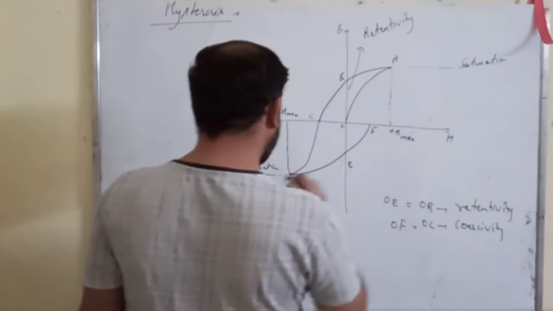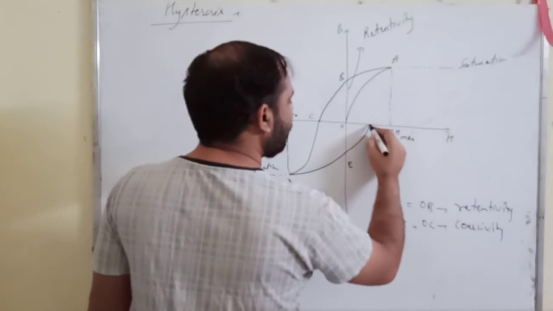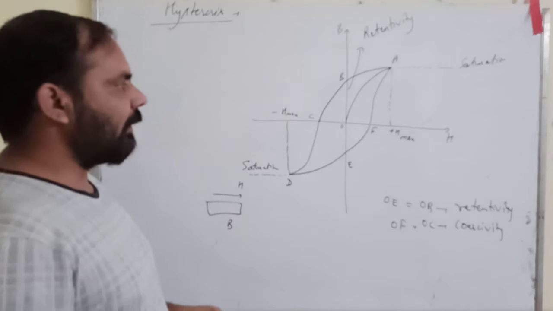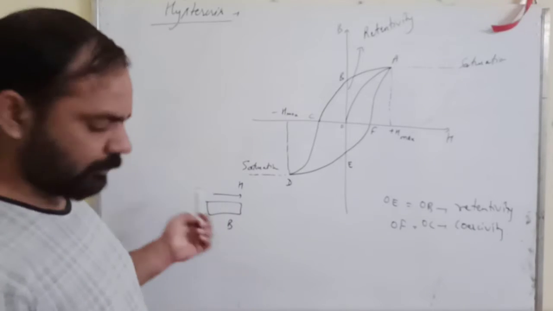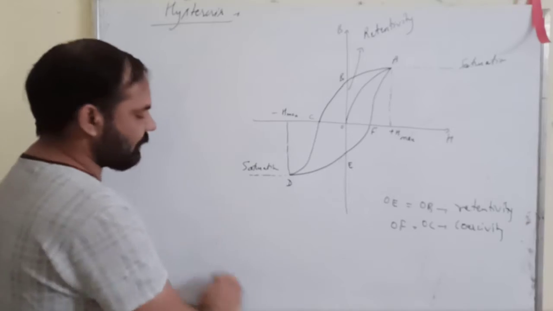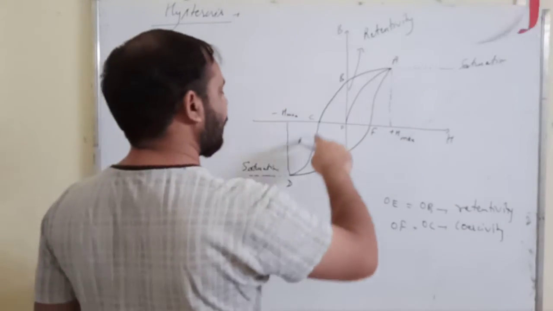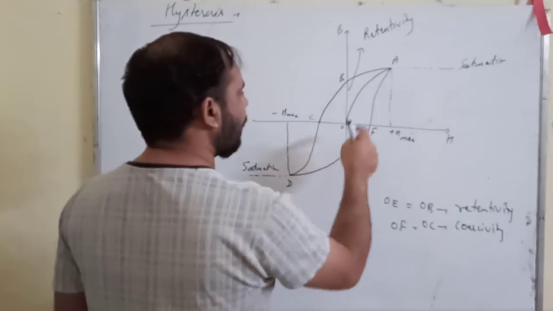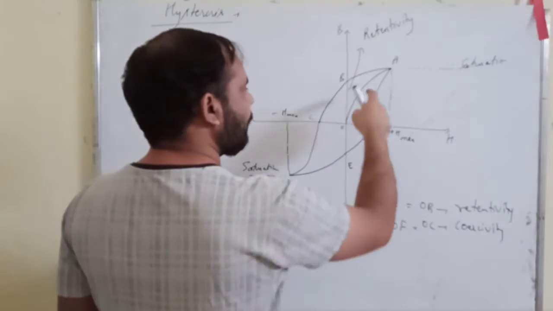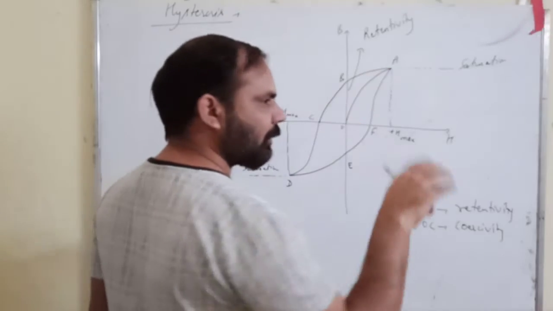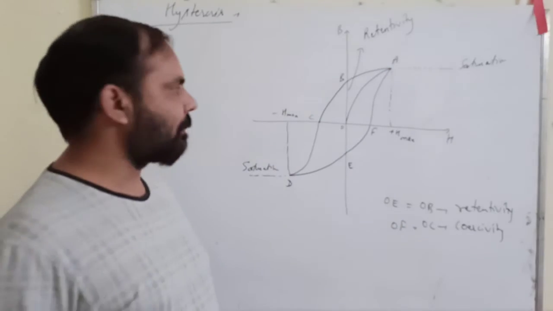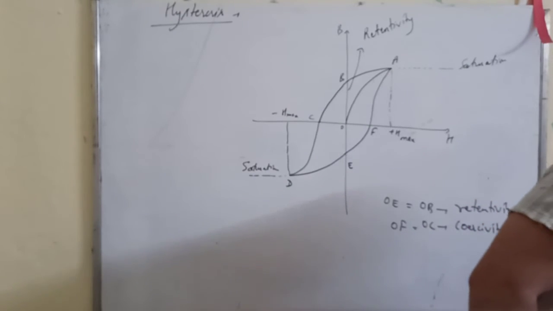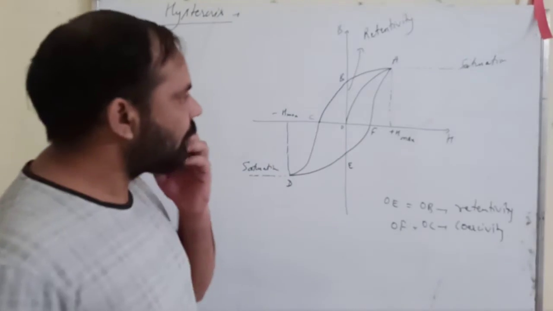Now if you again increase the value of H in that same direction, you again reach the point A. After that, if you repeat the same things again and again, you will get this graph again and again. Which graph? A, B, C, D, E, F, A. You will never get this OA part again. You are not going to retrace that part again. So this is your hysteresis.